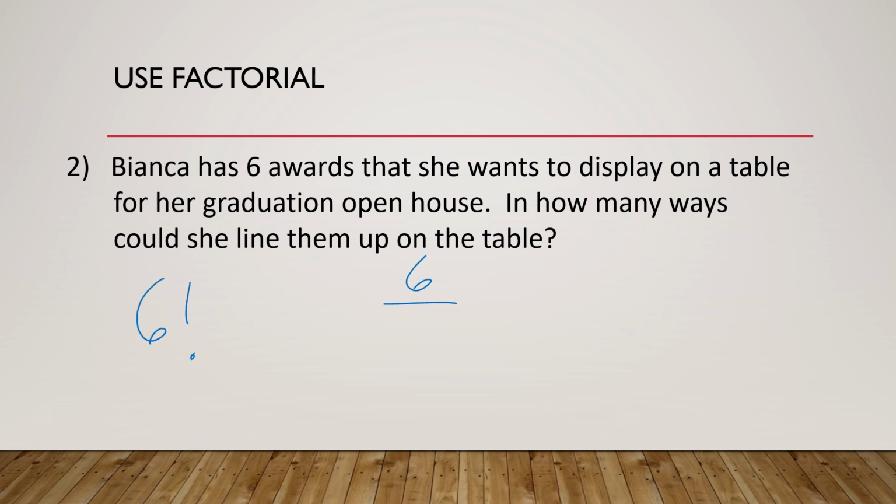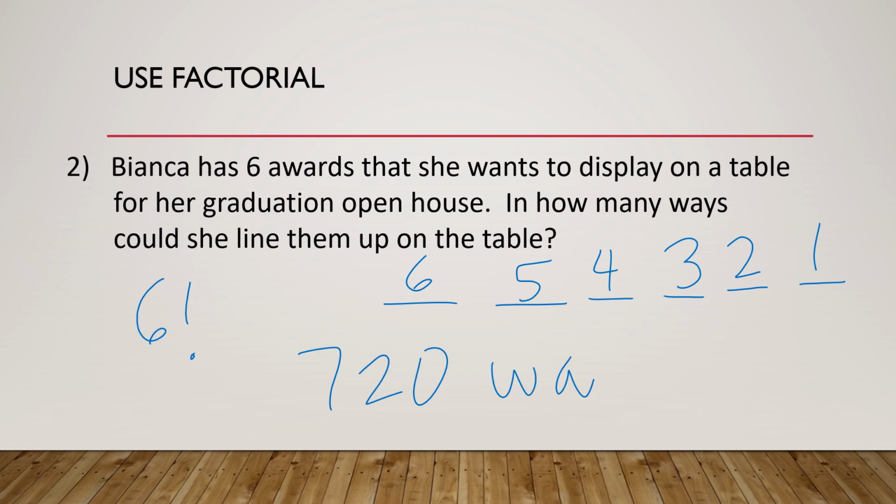You'd have 6 awards to choose from for the first spot, 5 awards to choose from the second, 4 for the third, 3 for the fourth, 2 for the fifth, and then 1 for the sixth. And you just multiply those guys together, and you get 720 ways that you could arrange your awards.